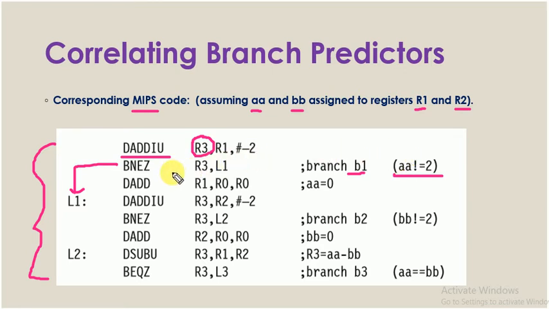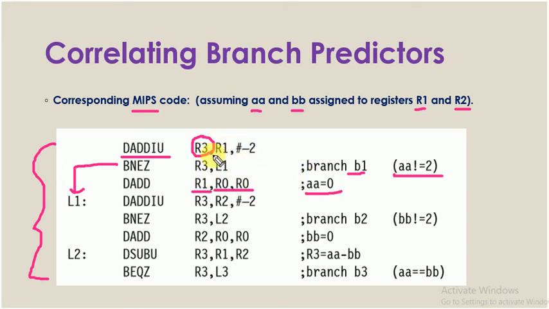Otherwise, what will happen? It will add 0. If it is equal to 0 into R1, 0 comma 0 will be added. 0 plus 0, that is 0, will be added to the variable A. So this is actually the same operation that is given in the previous example in MIPS format.